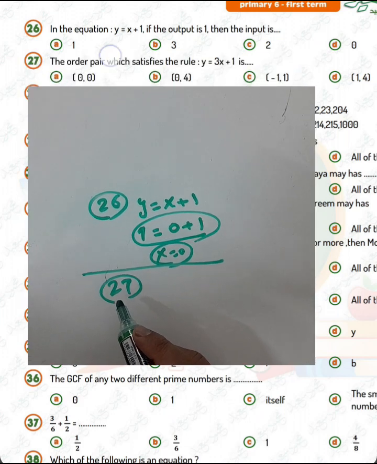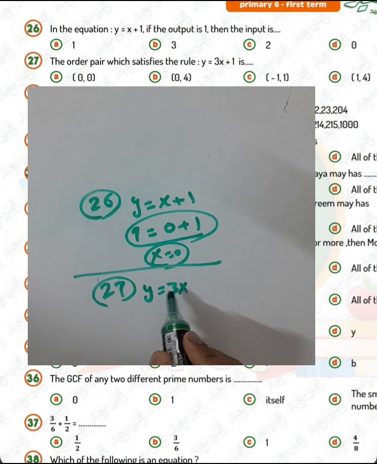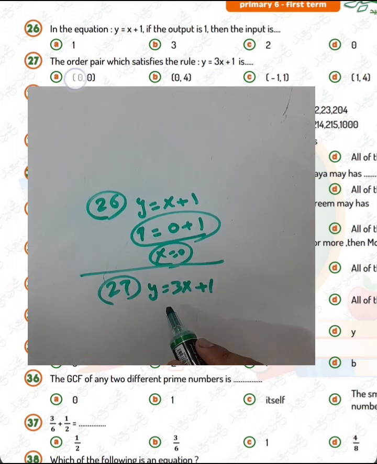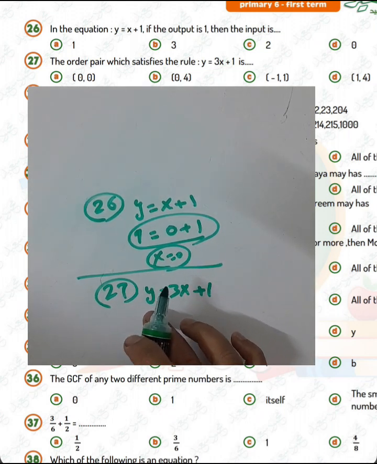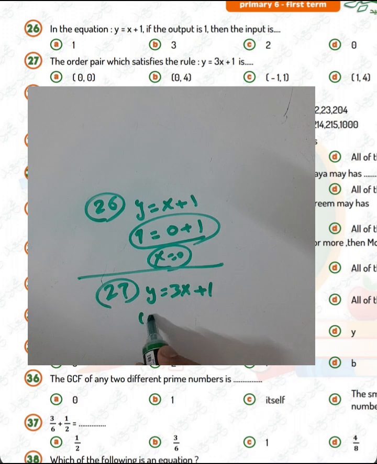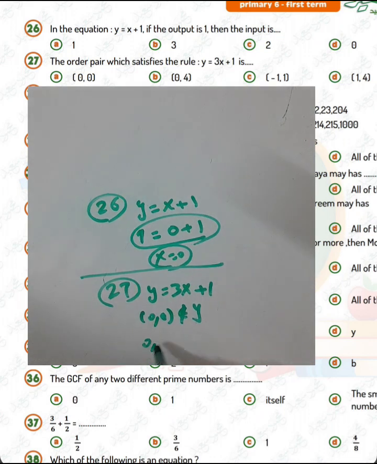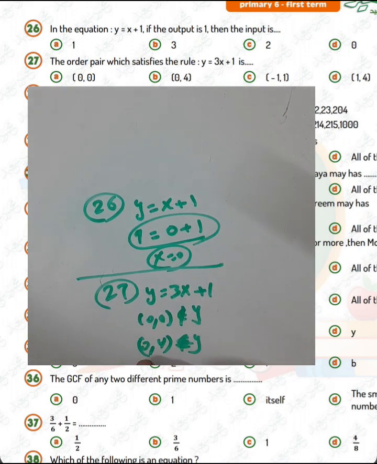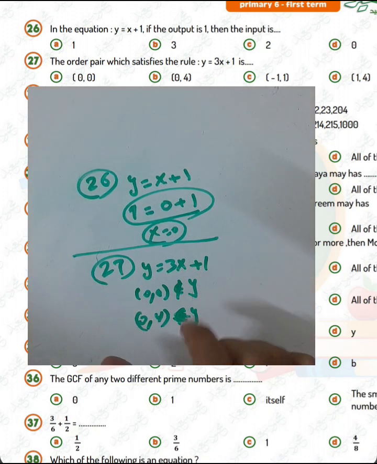The ordered pair which satisfies the rule y equal 3 times x plus 1. We have 0 and 0. No, it's false, because 0 plus 1, it will be 1. Okay, 0 and 0 not satisfies this equation. But here 0 and 4 not belong to y, because if we put x equals 0 here, 0 times 3 equals 0 plus 1 equals 1.